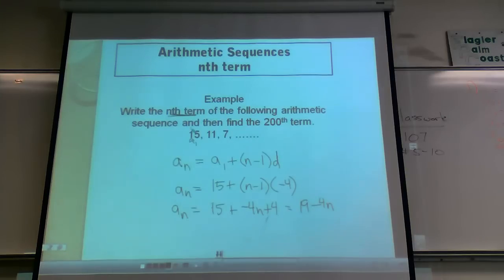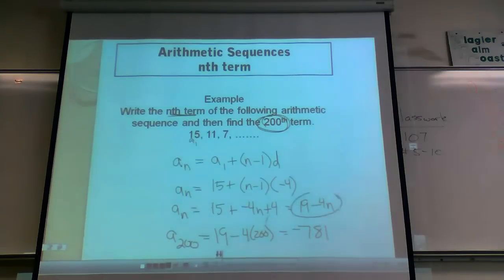Now, the whole point of doing that is so that if they ask you to find multiple terms in a row, like if I said find the 100th, the 200th, the 500th, all that stuff, you would just take whatever number they're telling you and plug it in for the n here. So the 200th term would be 19 minus 4 times 200. What's 19 minus 800? Minus 781. So that would be the whole problem.